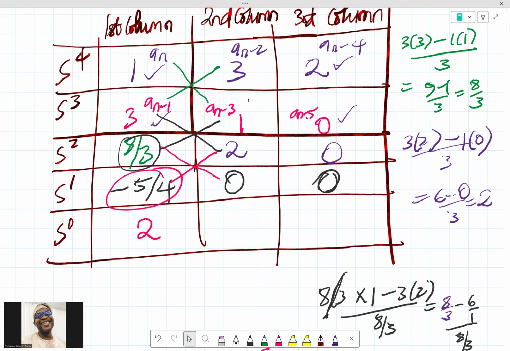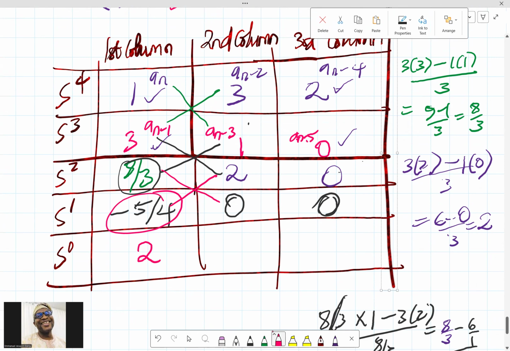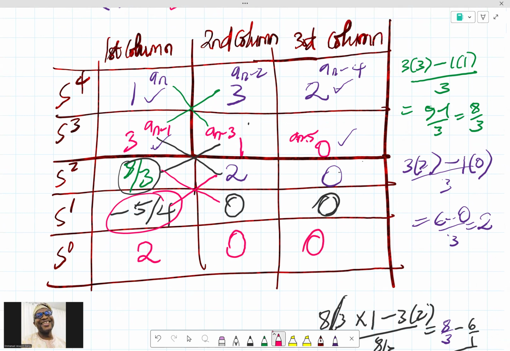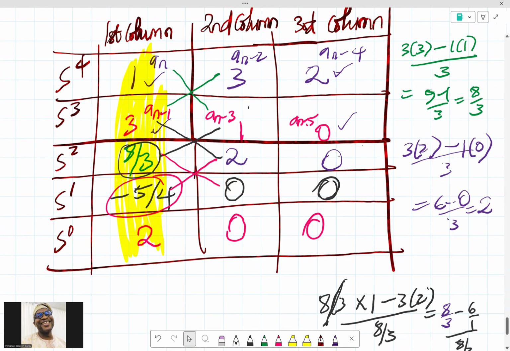And if you look around, you have minus 5 over 4 times 0, minus 5 over 4 times minus 5 over 4 times 0, minus 8 over 3 times 0. All of this will just be 0. So we have our first column, which we need to make our final decision. If you remember the other time, the first column gives us the final decision. So let's look at the values we have there.